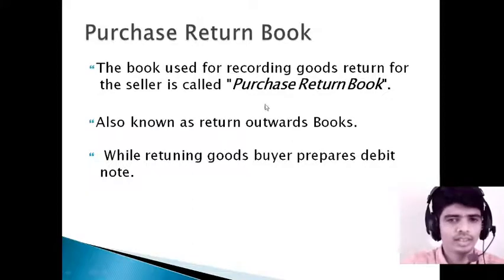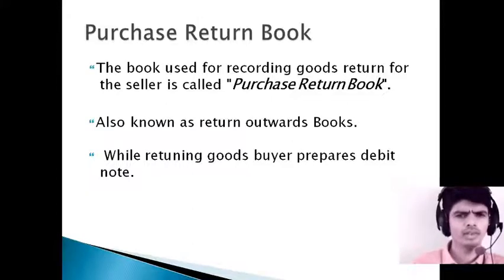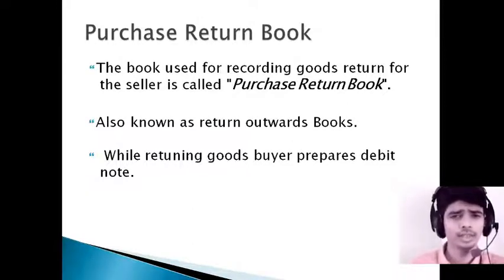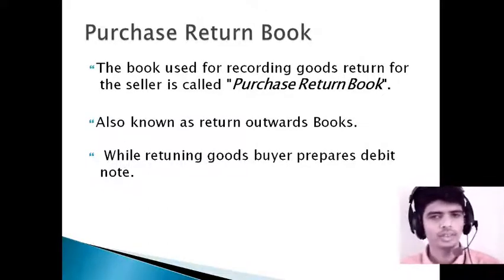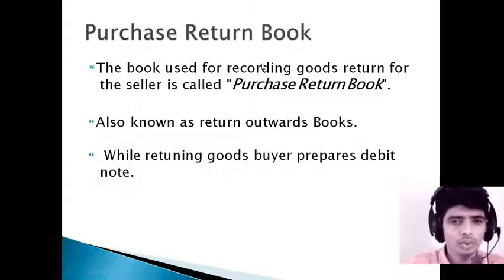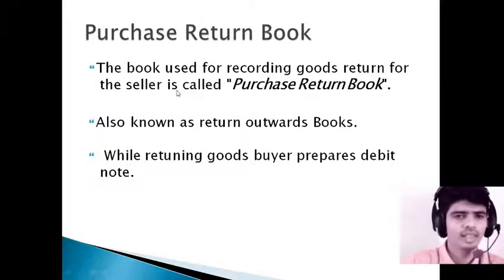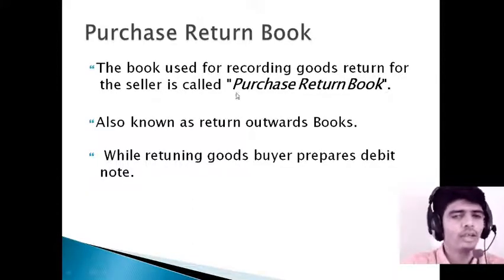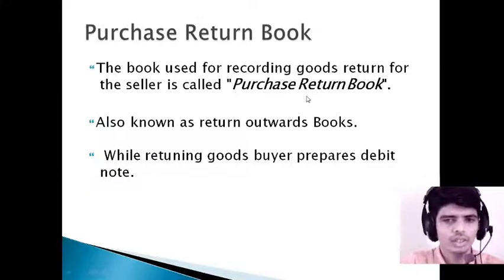Once again, a small mistake happened, so I will correct it. Whatever goods we have purchased from XYZ organization, it might be raw materials or any kind of goods, but after purchasing we got to know that some kind of defects are there, so out of the purchase we are going to return some goods. That is called the purchase return book. The book is used for recording goods returned to the seller. XYZ seller was there, and from that seller we have purchased the goods. Out of that purchase we are returning the goods, so that is called the purchase return book.